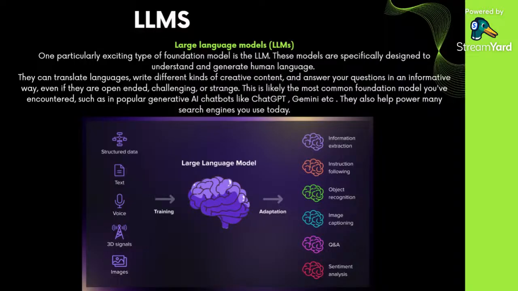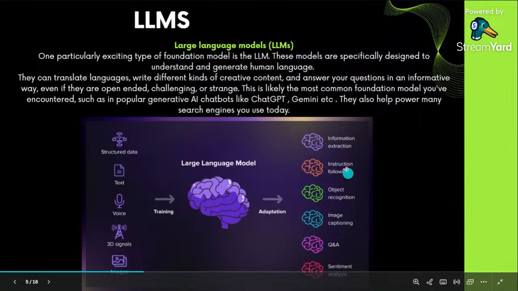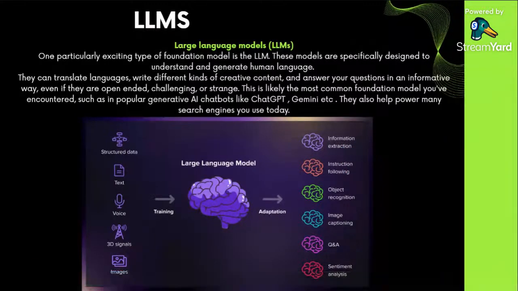So you can see about LLMs in the image given below. It shows how they take up structured data, text, voice, images, 3D signals, everything, and convert it into information extraction, instruction following, object recognition, image captioning, Q&A, sentiment analysis. Most of us would have done one of these six in our journey with AI.